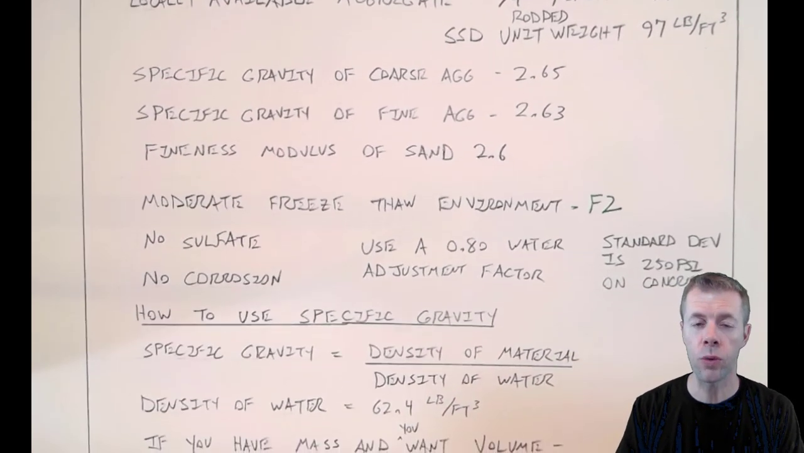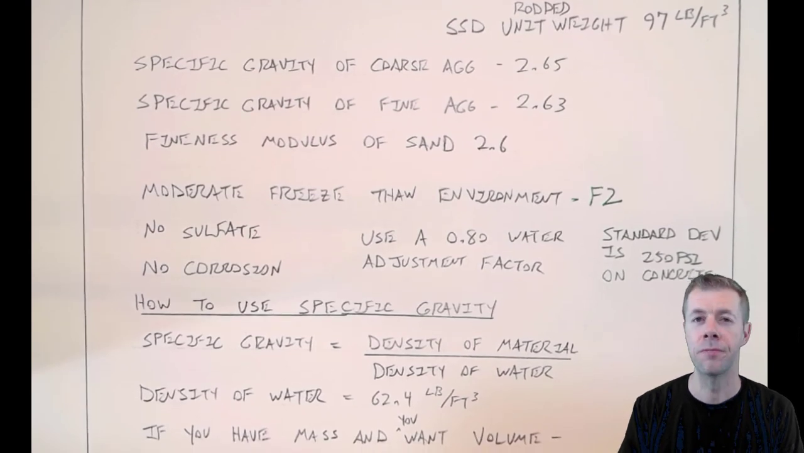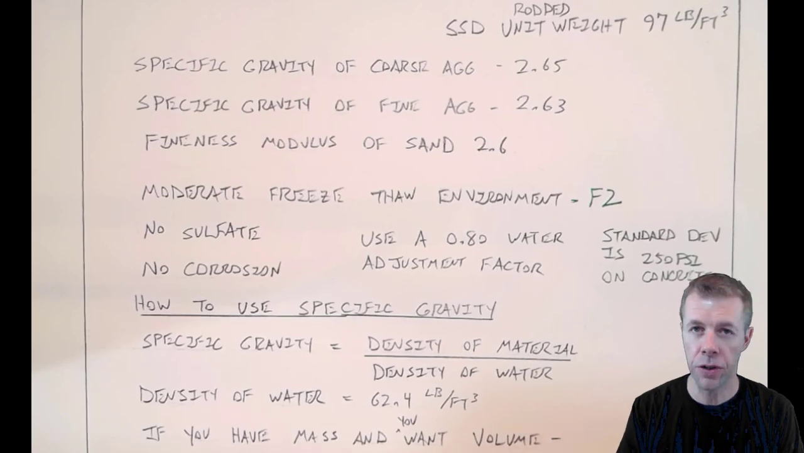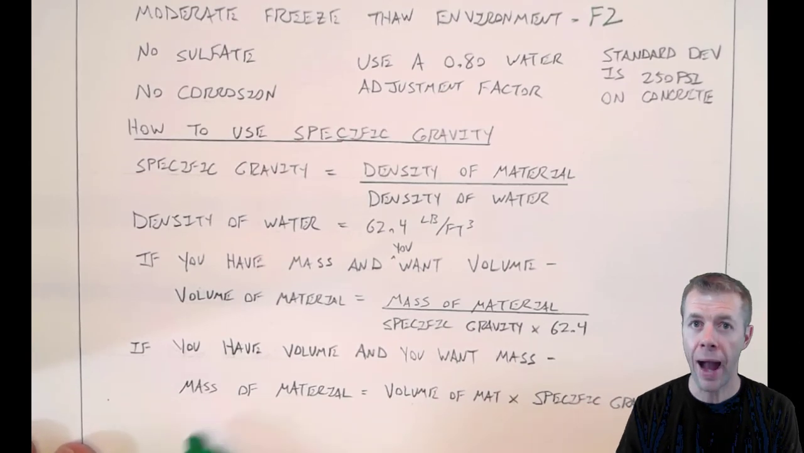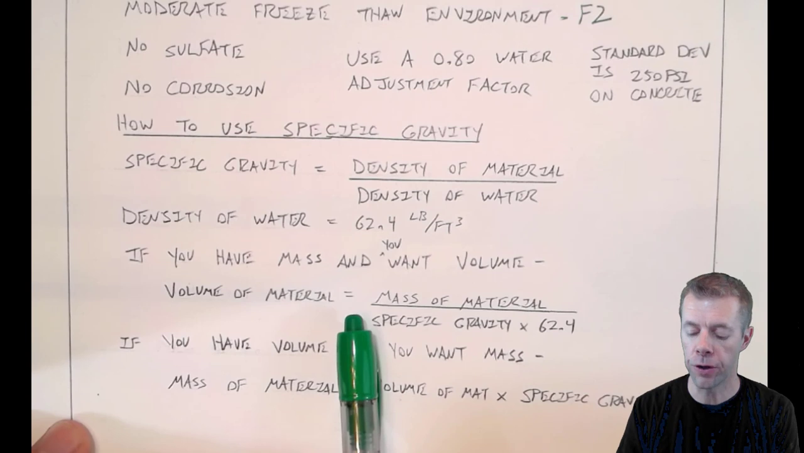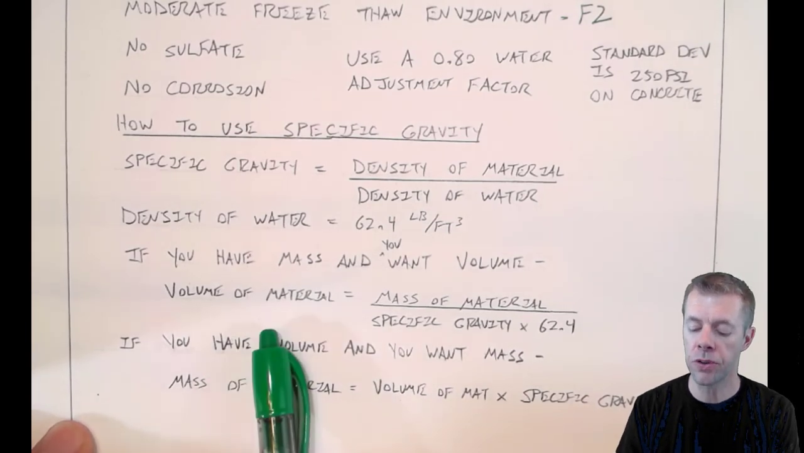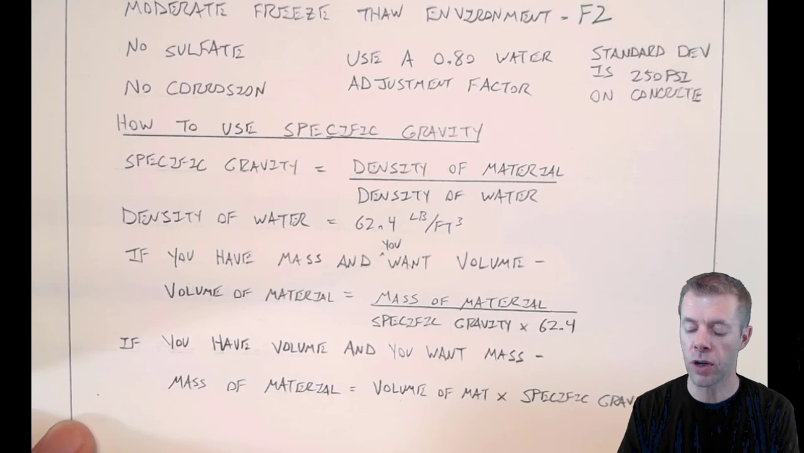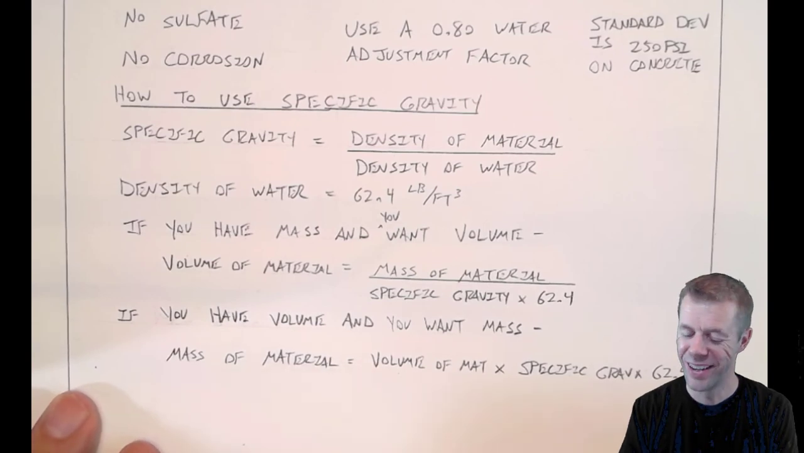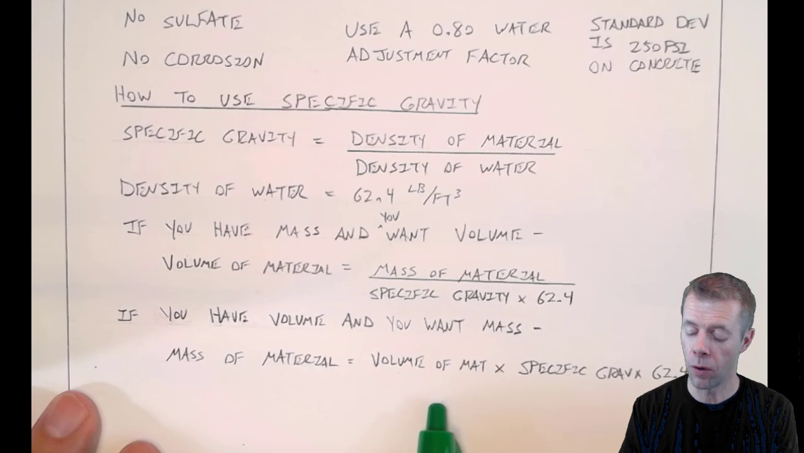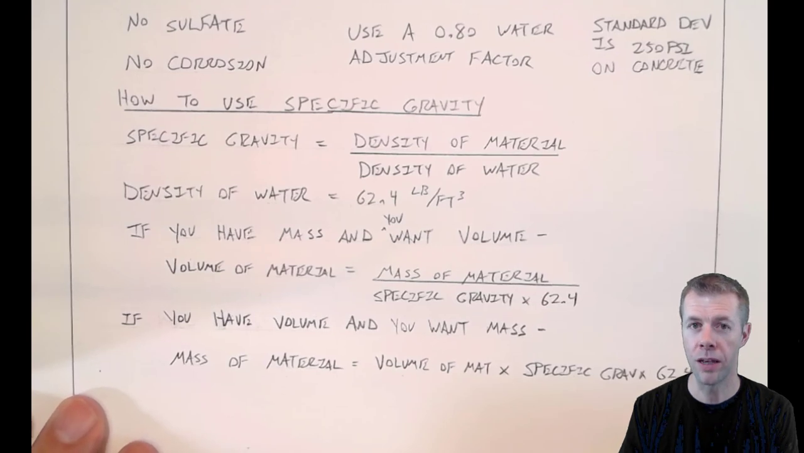Now, one quick thing that we should review is how to use specific gravity. Specific gravity is the density of the material divided by the density of water. The density of water happens to be 62.4 pounds per cubic foot. This means if you have the mass and you want the volume, you plug into this equation. The volume of the material is equal to the mass of the material divided by the specific gravity of that material times 62.4 pounds per cubic foot. But if you have the volume and you want the mass, then you do this. The mass of the material is equal to the volume of the material times the specific gravity times 62.4 pounds per cubic foot. We're going to be using that today.